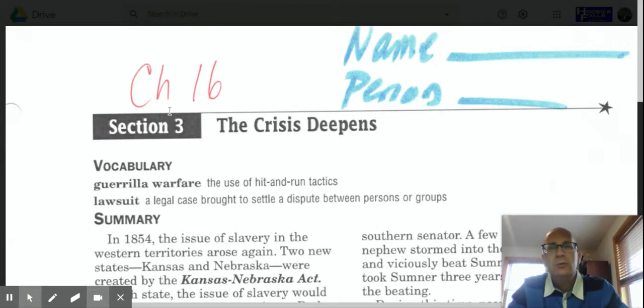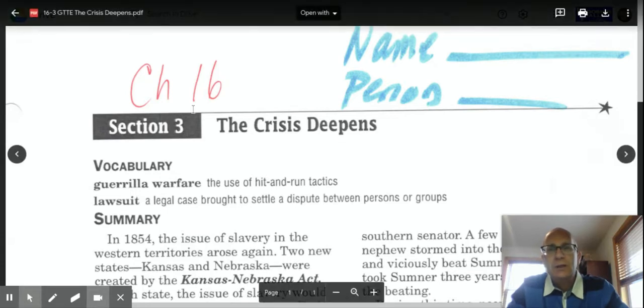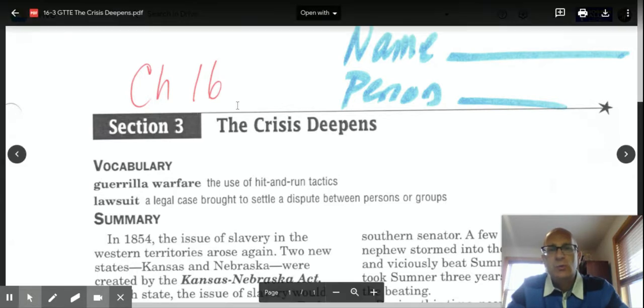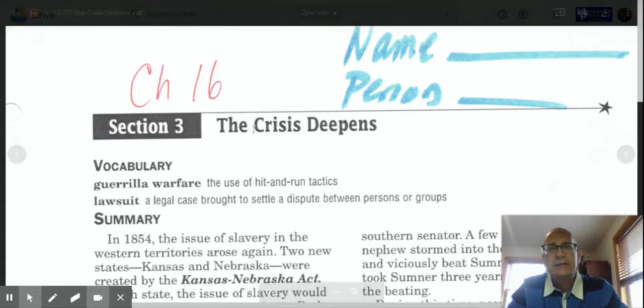16.3, moving through the chapter titled Slavery between 1820 and 1861. We're looking at 16.3, and this is titled The Crisis Deepens.